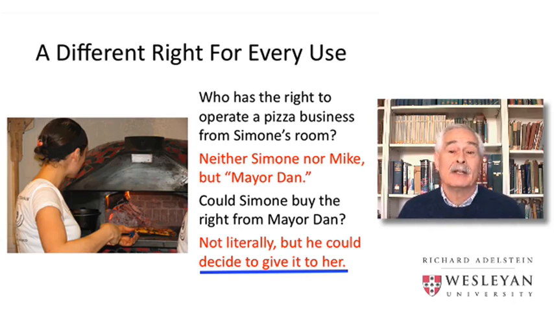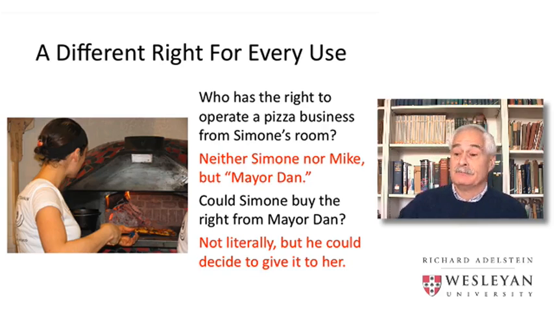So, the Planning and Zoning Commission, Mayor Dan, has the right to use the property right negatively. That is, it can forbid anyone, including Mayor Dan himself, from entering Simone's room to operate a pizza business, but the Planning and Zoning Commission, Mayor Dan, may decide, for whatever good reasons it might have, to allow people to do so. Since they get to say so, they're the ones who hold the property right. Now we have three owners of different property rights in Simone's room: Simone, Mike, and Mayor Dan.